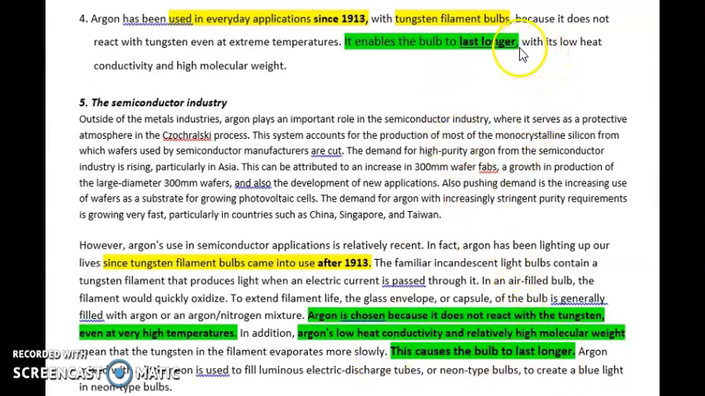When you continue reading, you will see with its low heat conductivity and high molecular weight, this expression, it's given in the reading text before the answer. It's an advantage in addition to its ability to work even at very high temperatures. Okay, so the answer is last longer.